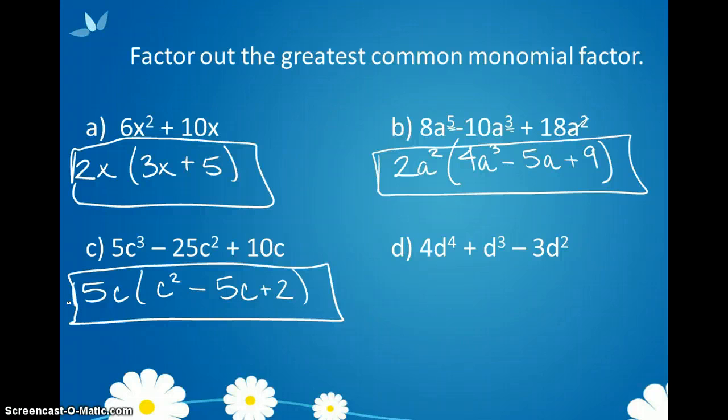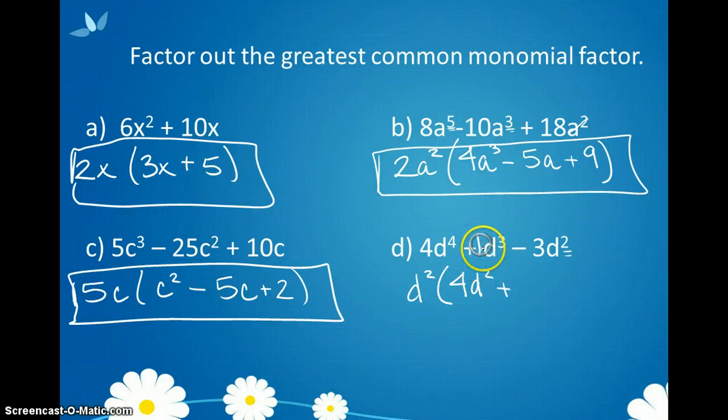Last one. 4, 1, and 3. What goes into 4, 1, and 3? Nothing other than 1, so no one really cares. But d to the fourth, d cubed, and d squared, they all have d to the second power in common. Leftovers. So what times d squared gives me 4? Well, this will be 4. And then if I had 4 d's here, d to the fourth power, and I took off 2, I still have d squared left.